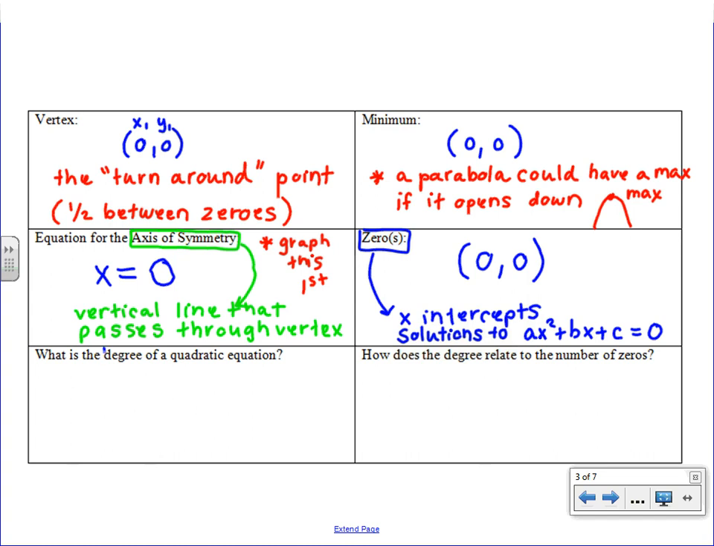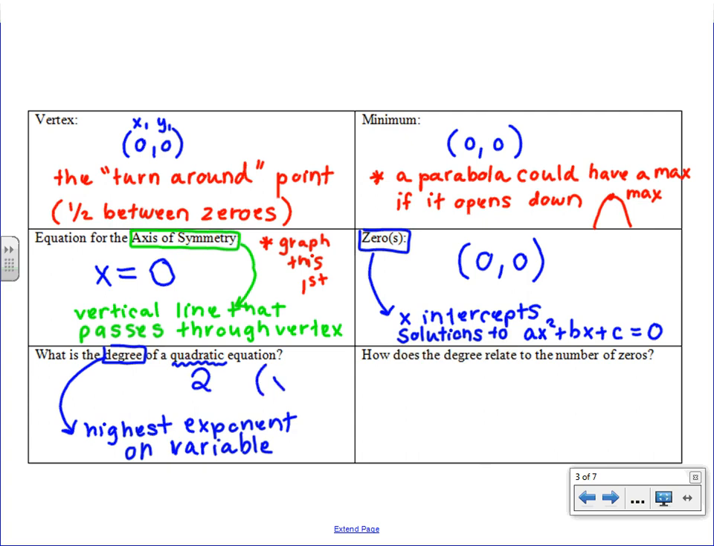All right, degree is another vocabulary word that we have been talking about. And degree is always the highest exponent on the variable. And so the degree of a quadratic equation is always going to be 2 because we're always going to have that x squared term.